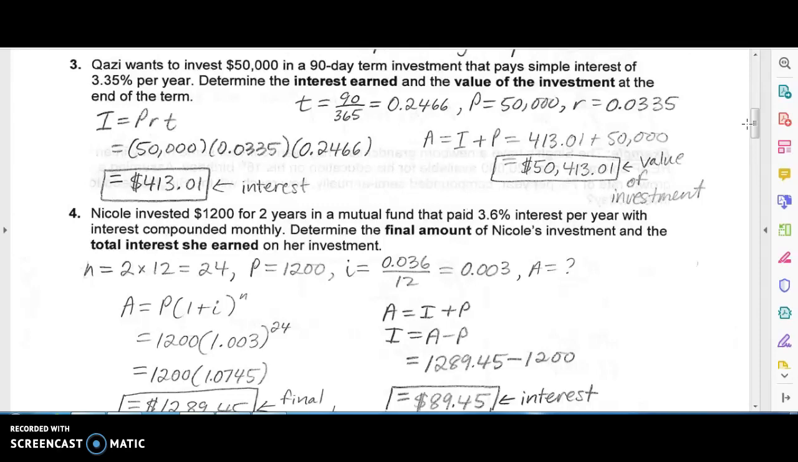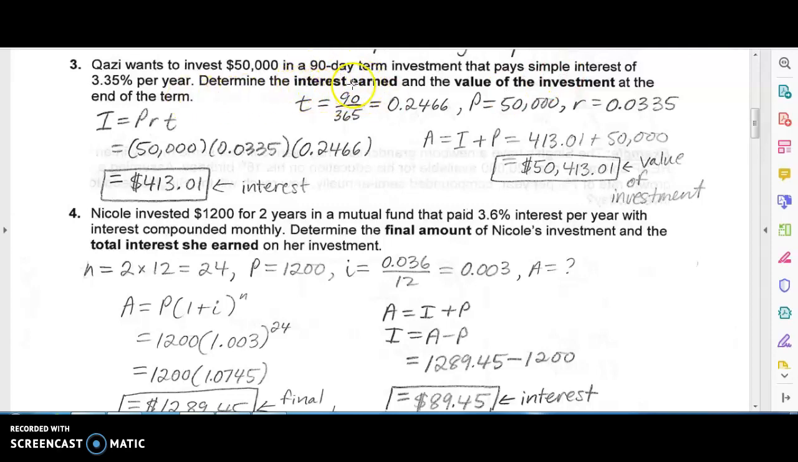Okay, so number 3 says here, Kazi wants to invest $50,000 in a 90-day term investment. So that means that the investment's going to last for 90 days. That pays, and here's your keyword to tell you which formula you're going to use, it says that pays simple interest, okay, of 3.35% per year. Determine the interest earned and the value of the investment at the end of the term.